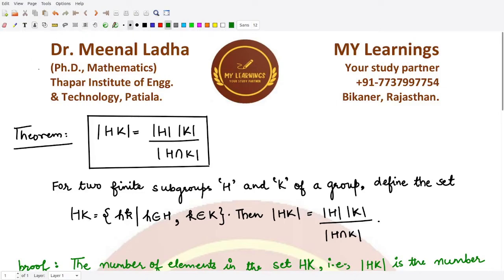So what would be the order of this subgroup HK? It would be equal to the order of H multiplied by the order of K divided by the order of the intersection of H and K. So now let's move forward and look at the proof of this particular theorem.